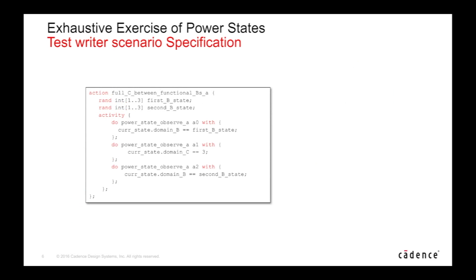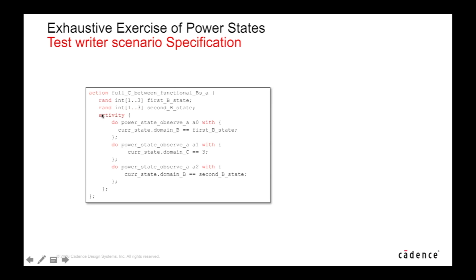So here's the scenario I want to achieve. This was part of the usage example itself. This is something the user said: oh, this is something I really want. This is how my use cases look like. So they wanted to try a full C between functional states of domain B. So here's how you do it. You define two parameters: the first B state, and we want it to be functional, so it's only 1 to 3. And here's the second B state we're going to choose, so it could go from 1 to 3.